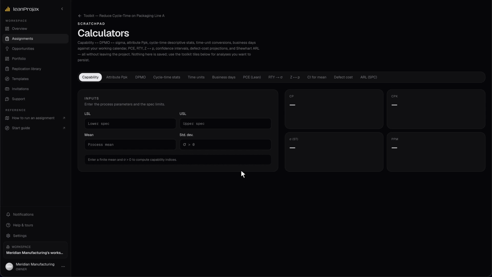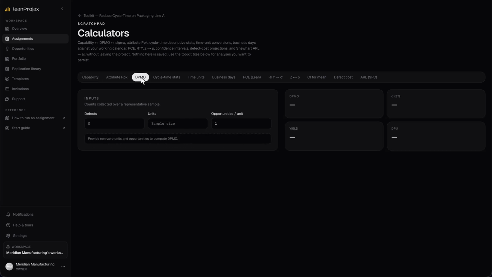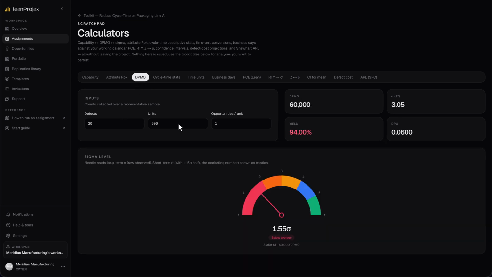Let's verify. I'll use the LeanProjax platform. On the calculators page, I pick the DPMO mode and type the audit straight in. 30 defects, 500 units, 4 opportunities per unit. Everything computes at once. DPMO 15,000, matching our hand math, yield 98.5%, DPU 0.06, and the sigma tile reads 3.66 short term, straight from the standard table.